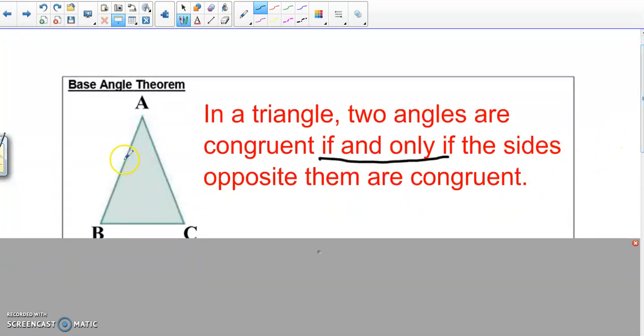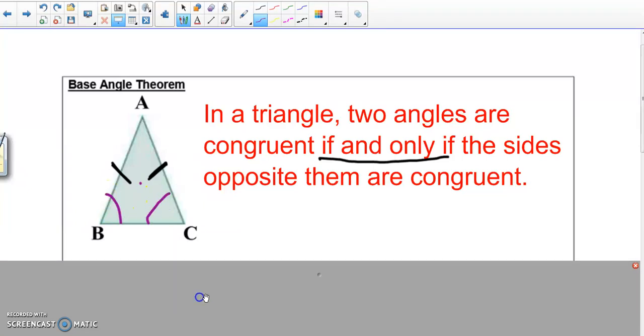So what that means, let's say these two sides are congruent. If you need more time, go ahead and pause, but I want to keep the video going. If those two sides are congruent, it means the angles opposite them are congruent. So you can think about directly across from those. It would mean that angles B and C are congruent. So I'll mark that in like that.